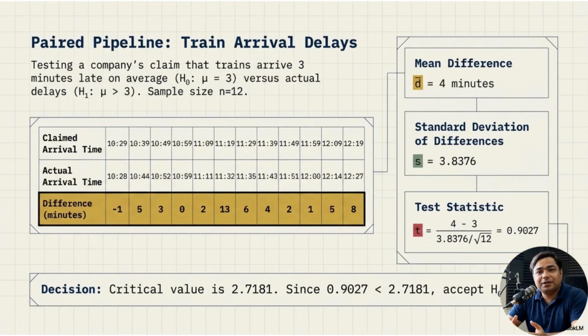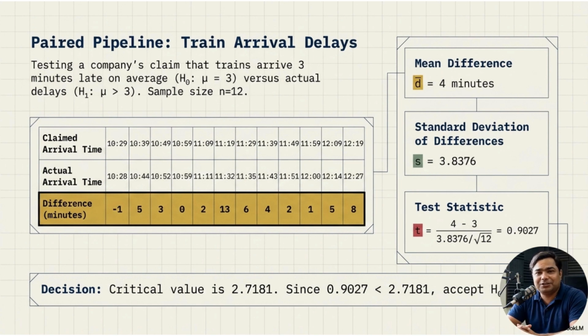Now we study a paired t-test example using train arrival delays. The company claims that trains arrive 3 minutes late on average. We want to test this claim against actual delay data. The null hypothesis is mu equals 3. The alternative hypothesis is mu is greater than 3. Here, the mean difference from the sample is 4 minutes. The standard deviation of differences is 3.8376. The sample size is 12.